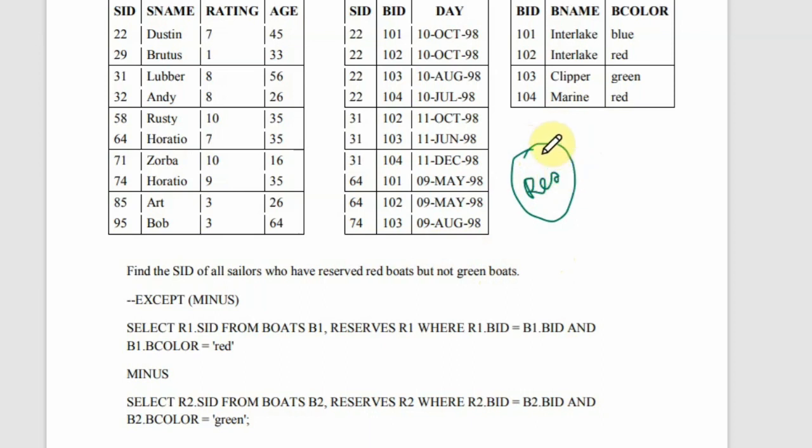So what is this minus? It will retrieve the names that are only there in the red set, meaning that they didn't reserve a green boat. If the tuple is there in both the red set and also the green set, then you won't take them because they have reserved both the boats. But here you want only the sailor names who have reserved only the red boat, meaning that they should be only in this set. They should not be in the green set.